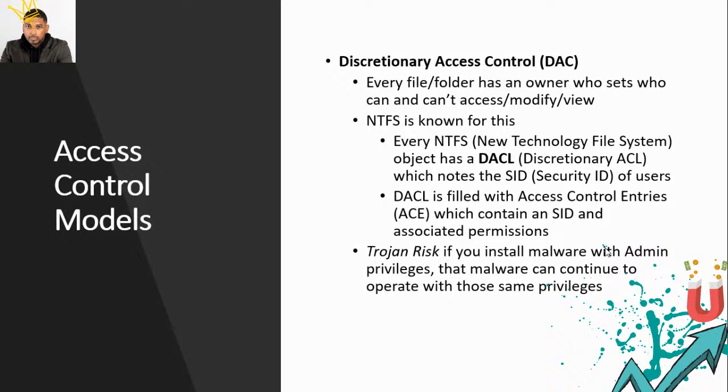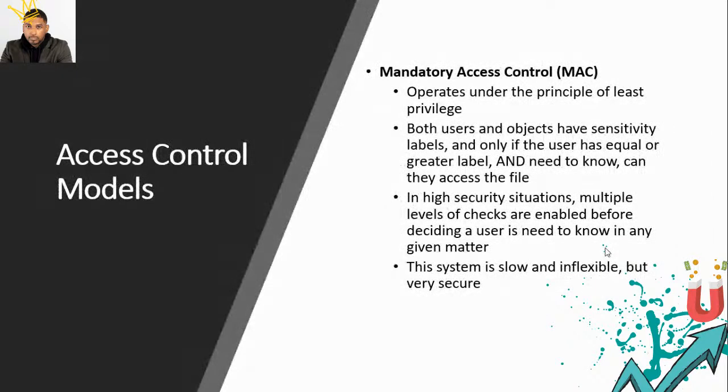So, Trojan risk: if you install malware with administrative privileges, that malware can continue to operate within those same privileges. So it is very critical to ensure that you're not giving something that shouldn't have it access under discretionary access control, because then they can control things if they have administrative access. This is like the worst case scenario, when malware or some type of vulnerability or bad actor really gets a hold of administrative privileges or root access. They can pretty much do anything to the system at that point. So that's the worst case scenario.